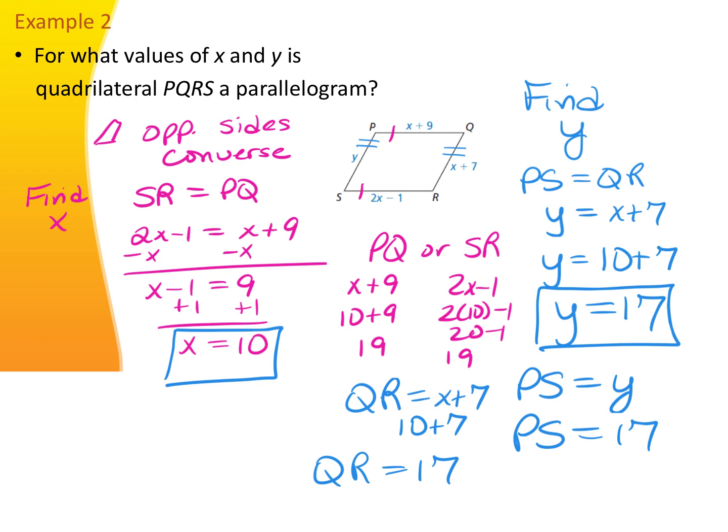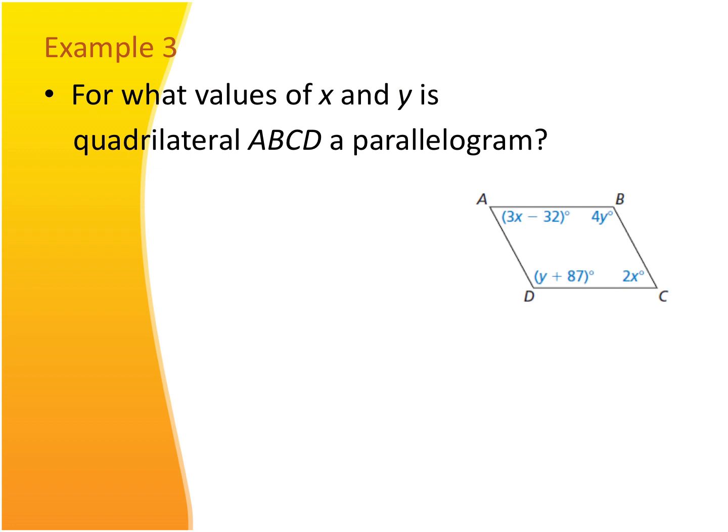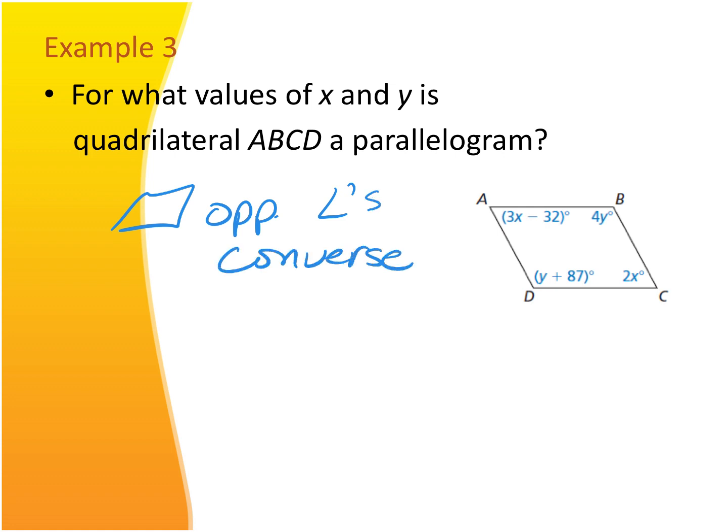The next one is asking us still to find x and y, but this time they're giving us angle measures. For example 3, it wants us to find the values of x and y that would make this quadrilateral a parallelogram. So what I'm going to do is use my parallelogram, opposite angles, converse. And as long as this angle A is congruent to C and D congruent to B, then this is a parallelogram. So I'm going to first find x.